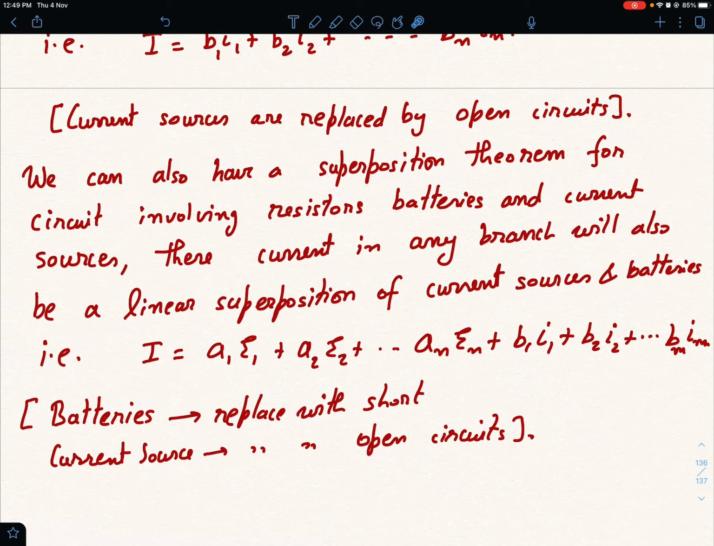So that was my discussion on the superposition theorem and its proof.